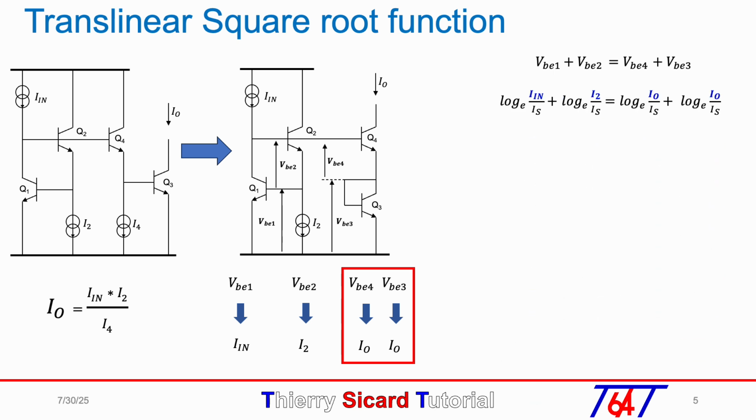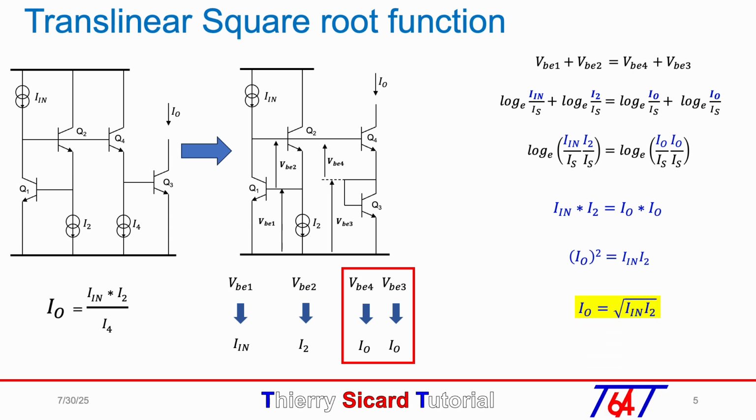We can then replace VBE with the expression VT log IC over IS with their own current IC shown in bold and dark blue. We obtain the logarithmic expression, then the expression for the current: Iin times I2 equals Iout times Iout. Iin times I2 is equal to the square of the output current Iout. Finally, the output current Iout is equal to the square root of Iin times I2.